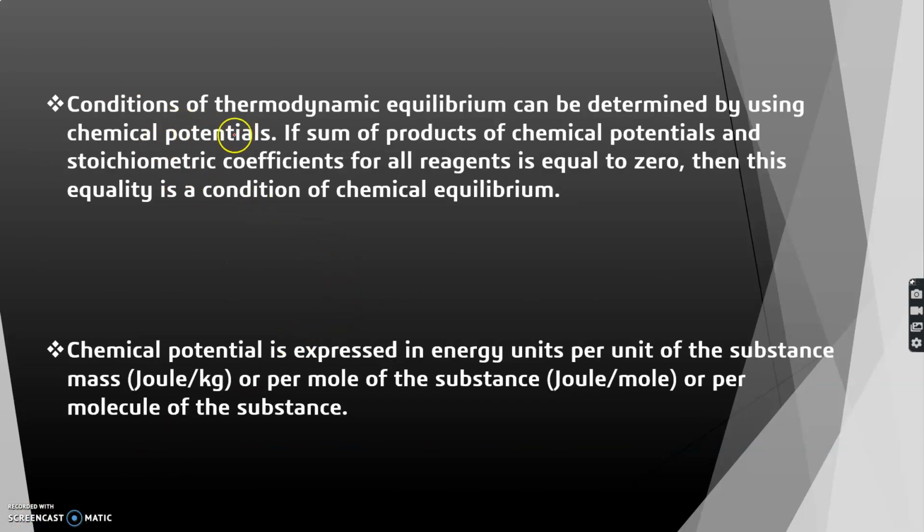Chemical potential can also give the condition for thermodynamic equilibrium. But how? When the sum of the product of chemical potential and stoichiometric coefficient for all reagents is 0, then this equality condition is that of a chemical equilibrium. What are the units of chemical potential? Since it is expressed in terms of energy per unit substance, the unit is joule per kg or joule per mole.